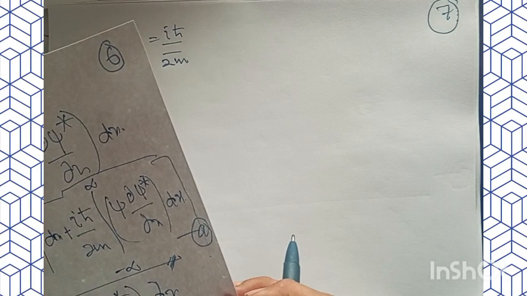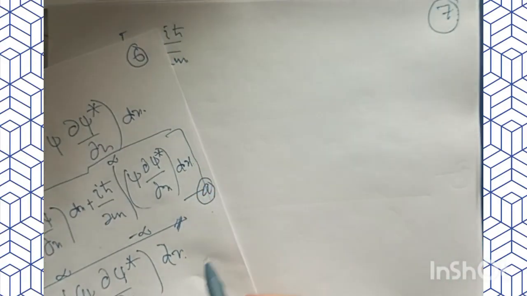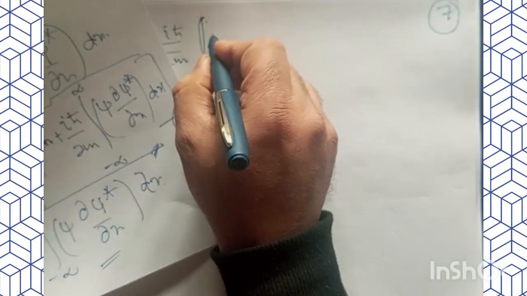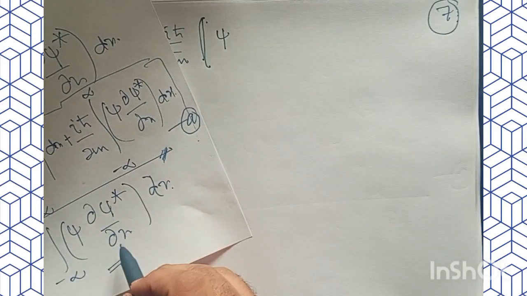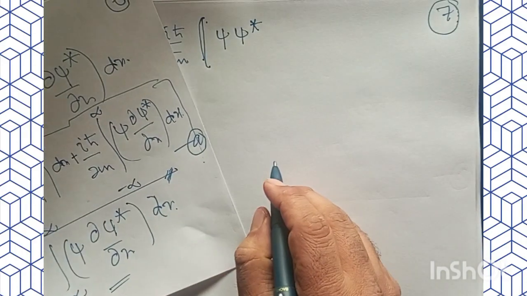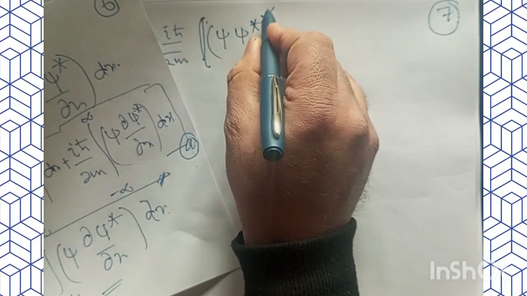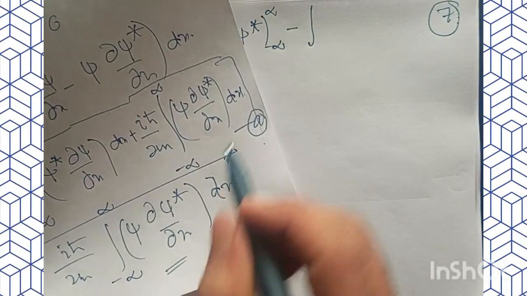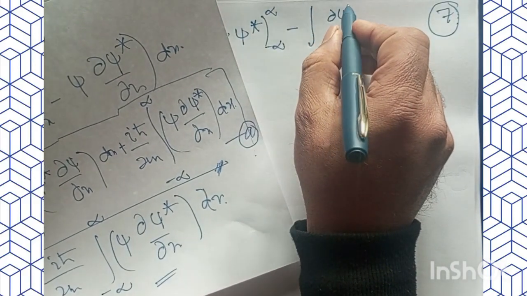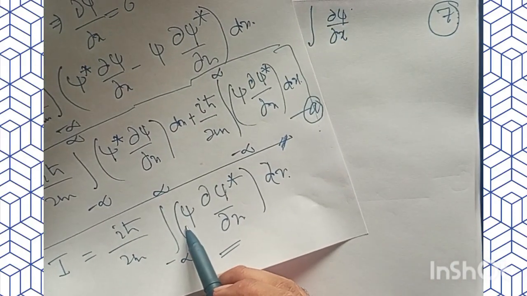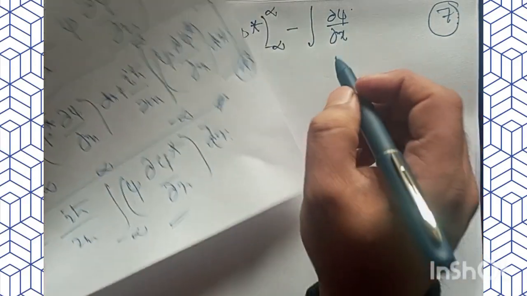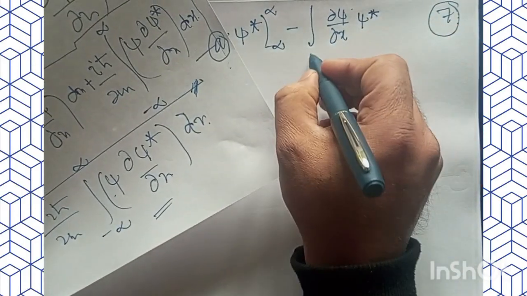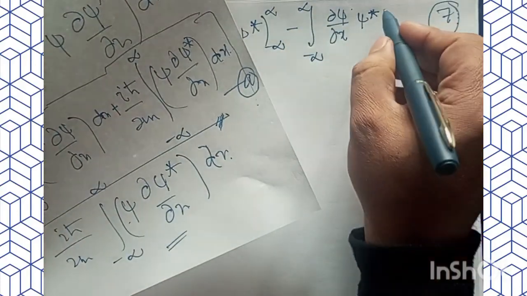What's going to be the result is psi times the integration of dou psi star by dou x. That's going to give me psi star, because dou and integral will cancel, and the limits here will be minus infinity to infinity. Then I will have minus the integral of dou psi by dou x, the differentiation of psi, times the integration, where psi star remains as it is.